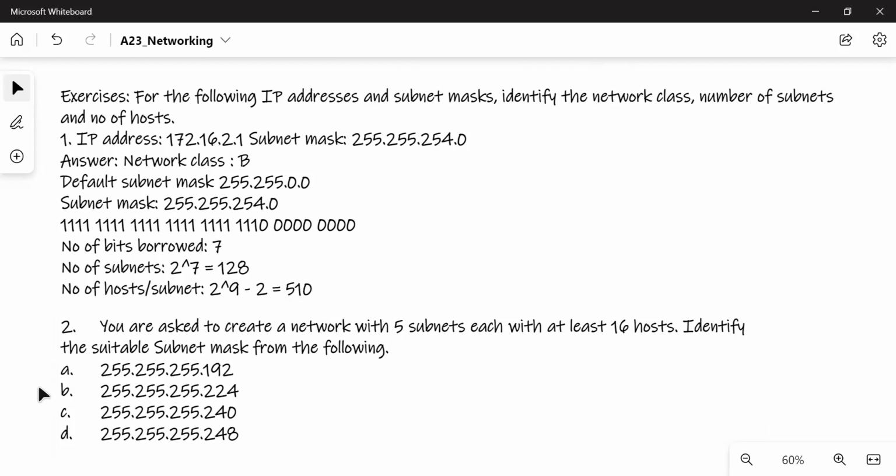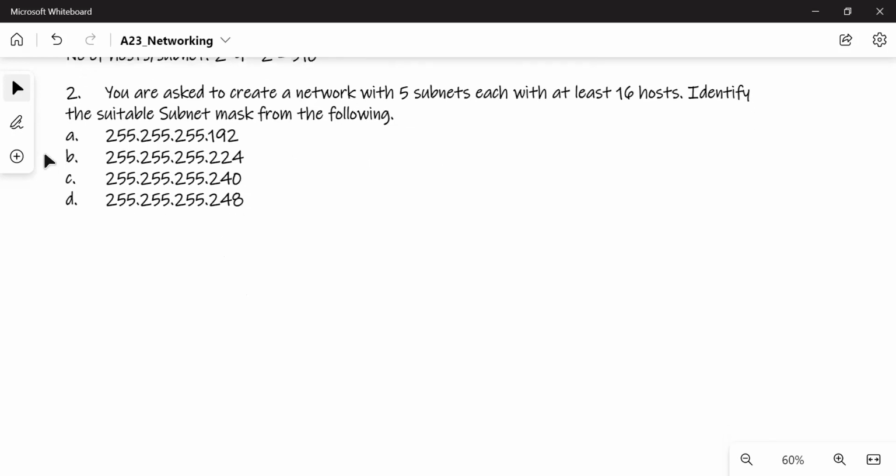So this time you have been given only the subnet mask. From the subnet mask, you can identify how many bits you have. You can identify network bits and number of host bits. When you know the network bits and number of host bits, you know how to calculate the number of subnets and the hosts. So looking at this one, identify what is the suitable mask from the following list.